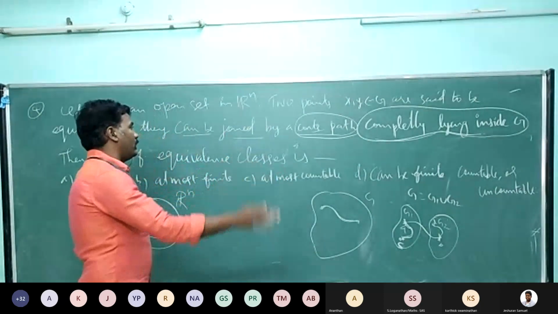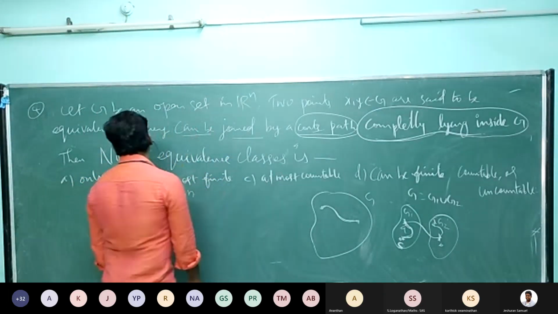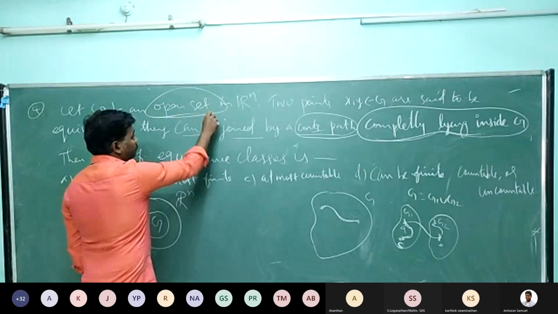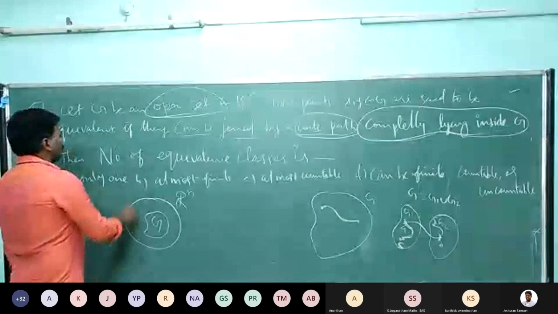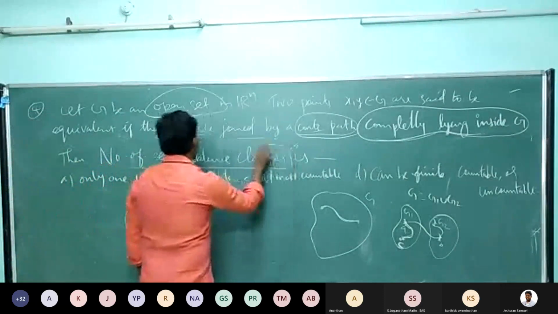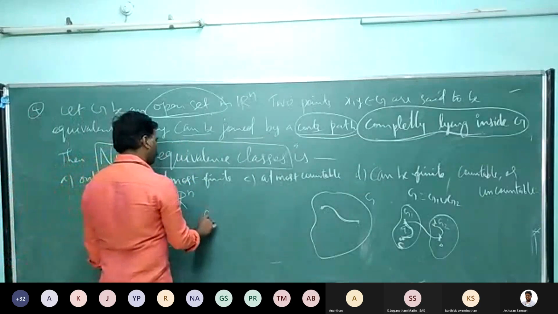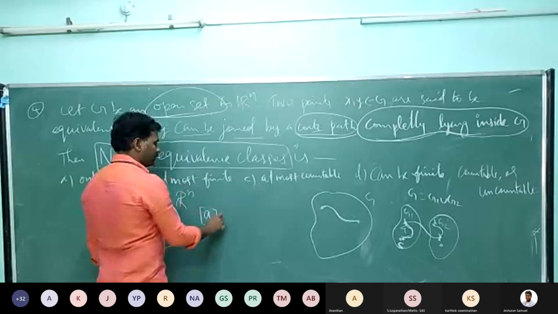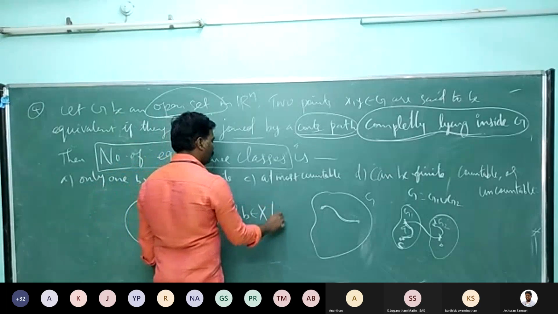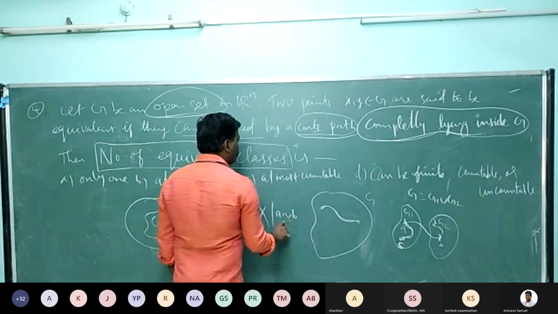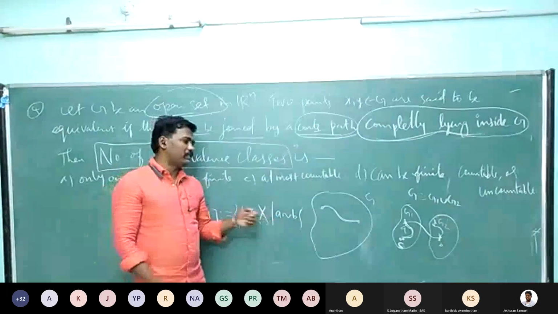So the meaning of equivalent here is: take any two points in G, with a path completely contained there, provided G is an open set in Rn. Then the number of equivalence classes. Do you remember what an equivalence class is? Suppose I write the class of a, this is the notation: the set of all b in X such that a is related to b. Our relation here is equivalent. So locally I am fixing a.